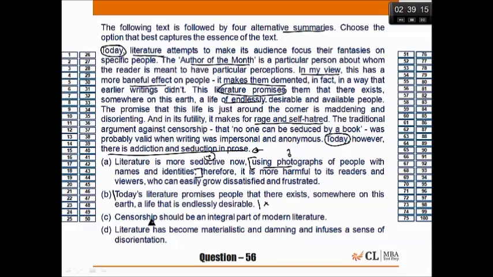Censorship should be an integral part of modern literature. No. This is too vague. Literature has become materialistic and damning and infuses a sense of disorientation. Which one is it? Is it A? Not too sure, guys. So I'll just leave it and come back to this. 56, I'll make a note here. 56, mark for review, if you have time.